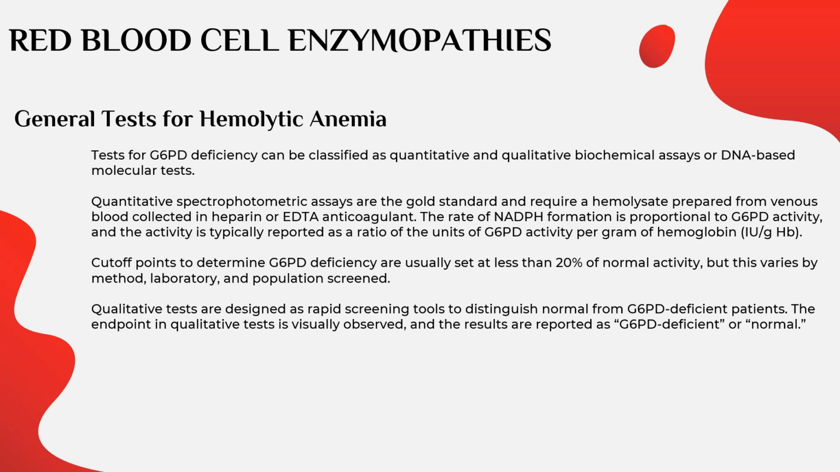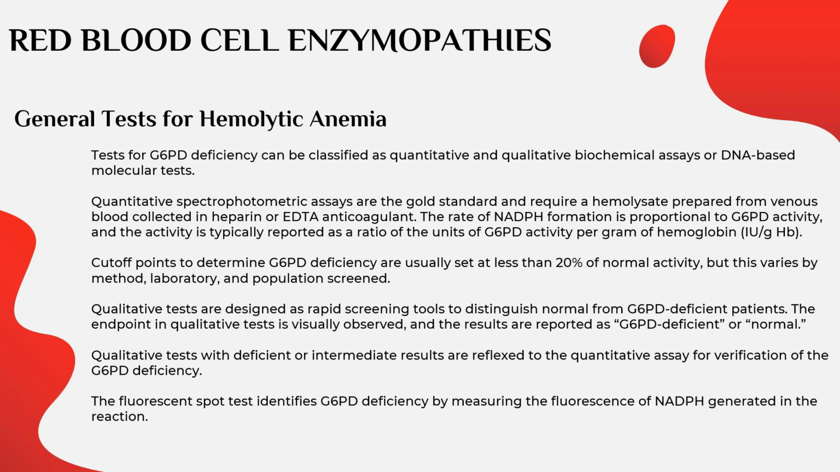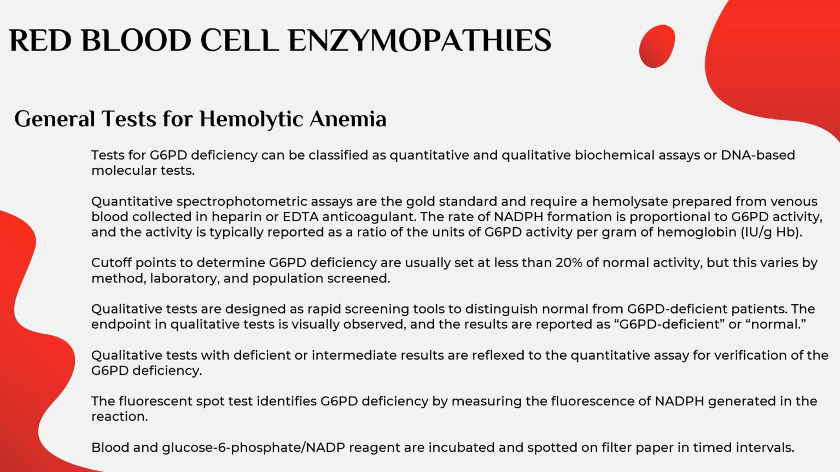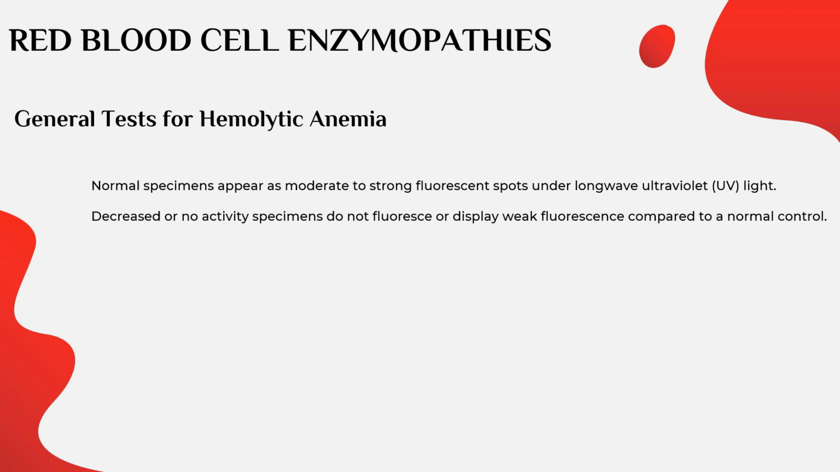Qualitative tests are designed as rapid screening tools to distinguish normal from G6PD deficient patients. The endpoint in qualitative tests is visually observed, and the results are reported as G6PD deficient or normal. Qualitative tests with deficient or intermediate results are reflexed to the quantitative assay for verification of the G6PD deficiency. The fluorescent spot test identifies G6PD deficiency by measuring the fluorescence of NADPH generated in the reaction. Blood and glucose 6-phosphate/NADP reagent are incubated and spotted on filter paper in timed intervals. Normal specimens appear as moderate to strong fluorescent spots under long-wave ultraviolet (UV) light. Decreased or no activity specimens do not fluoresce or display weak fluorescence compared to a normal control.